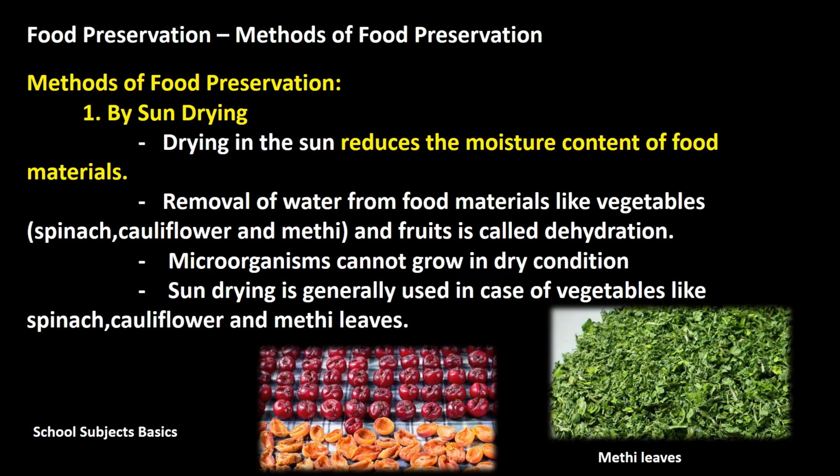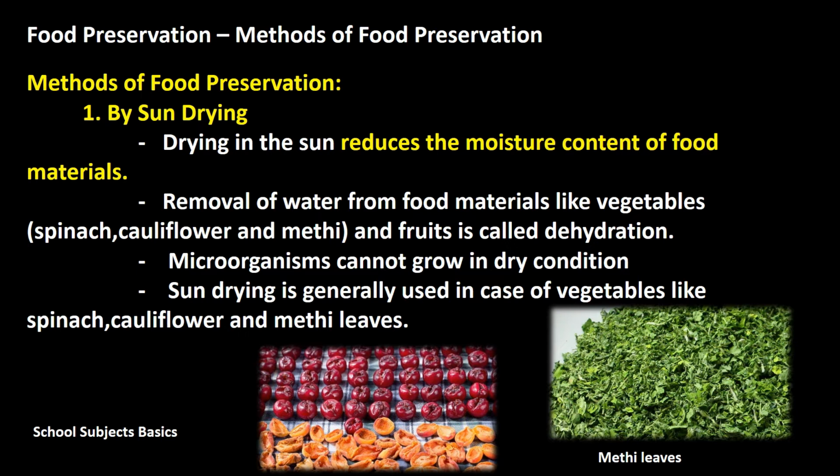From the line itself we can understand that drying in the sun reduces the moisture content of food materials. The water is removed from food materials like vegetables, for example spinach, cauliflower, methi, and fruits, and this is called dehydration. In this case, microorganisms cannot grow in dry conditions due to exposure to sunlight. So sun drying is generally used for vegetables like cauliflower, spinach and methi leaves.